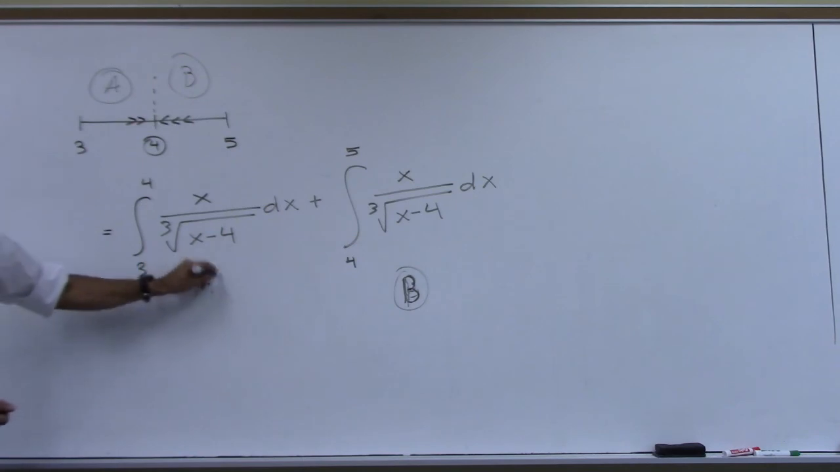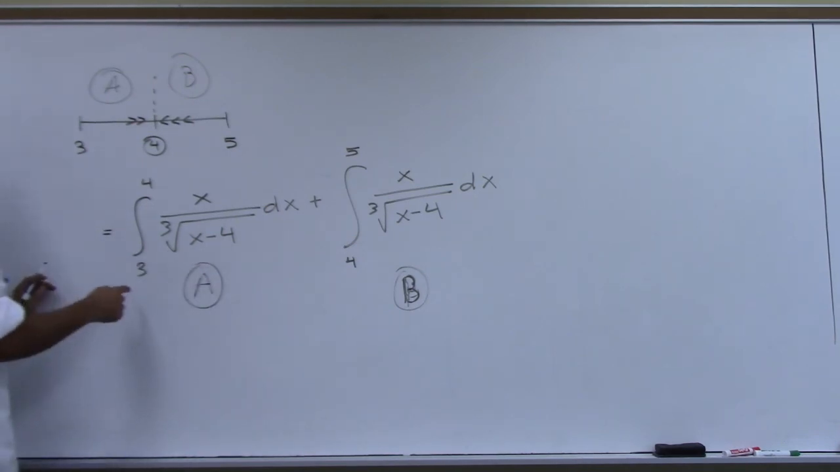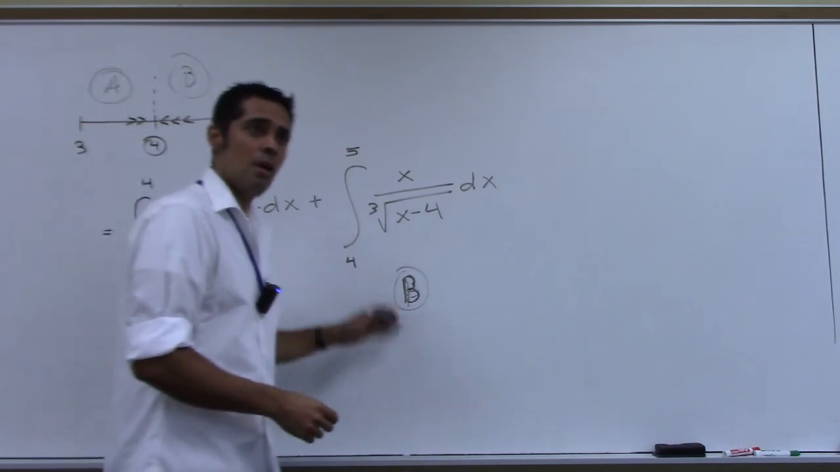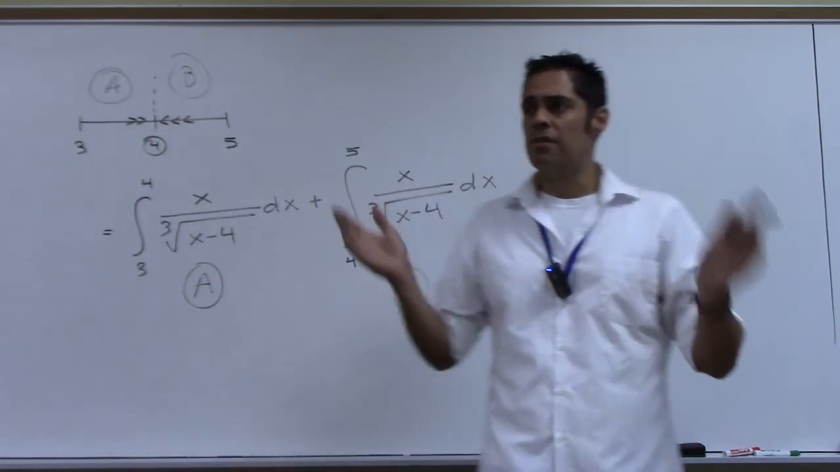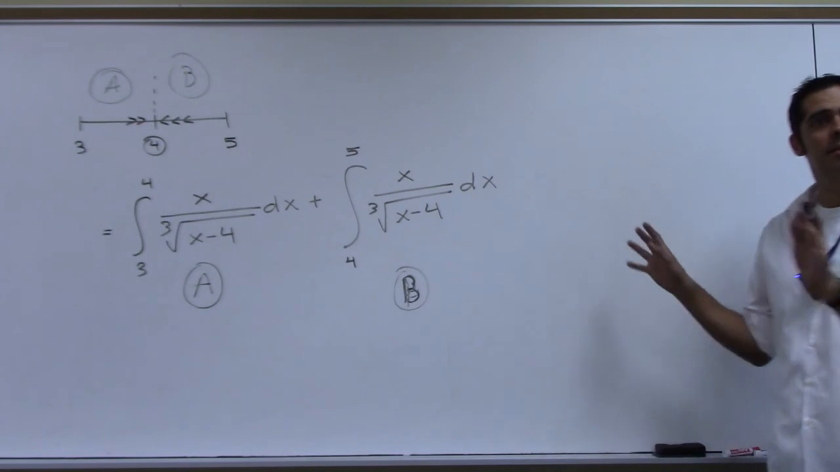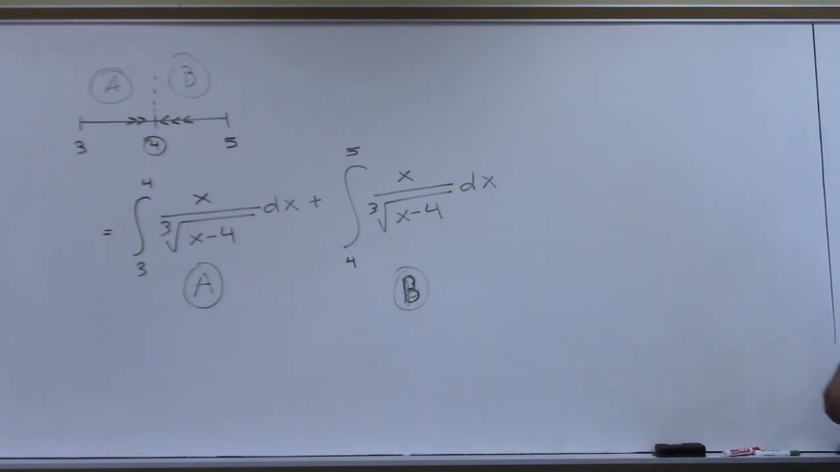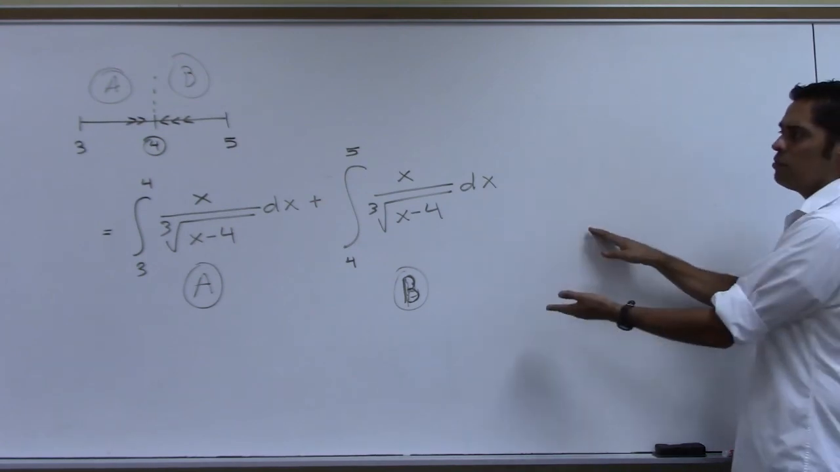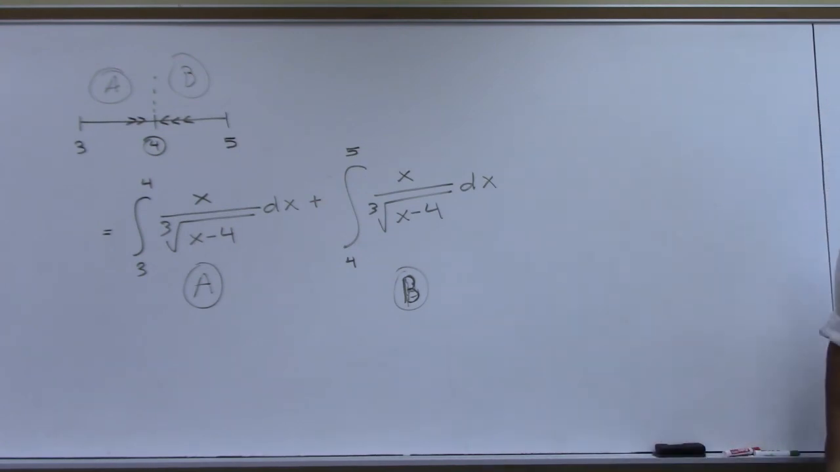Integral A is the limit as t approaches 4 from the left. This one is the limit as t approaches 4 from the right. And then you have to go through the whole business of plugging things in and setting it up and figuring it out, right? We already have the antiderivative, though. So this is your take-home quiz to be turned in at the beginning of next class. Finish it off. I already got you the antiderivative, so you just finish it off and turn it in next class.